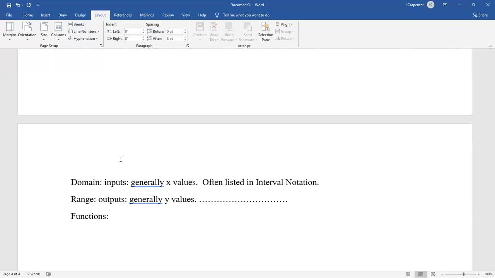Functions have a certain condition. To be a function, no input may lead to more than one unique output.